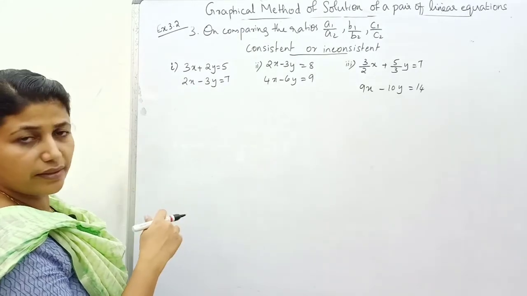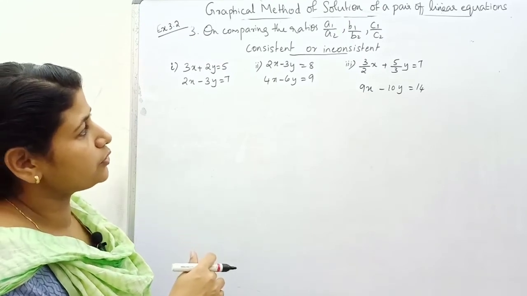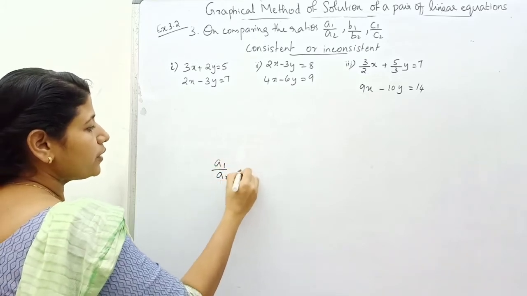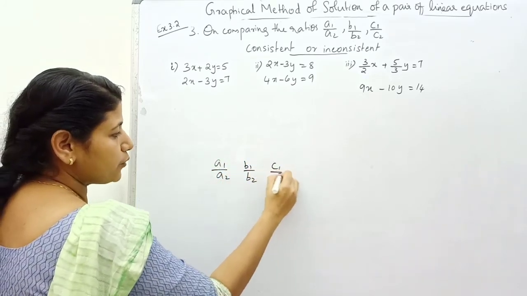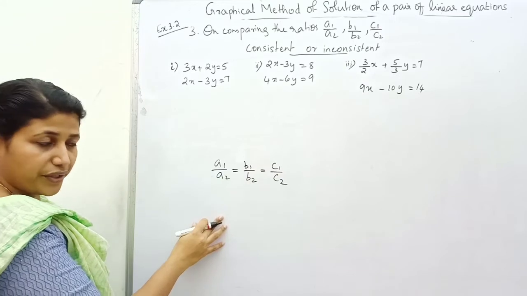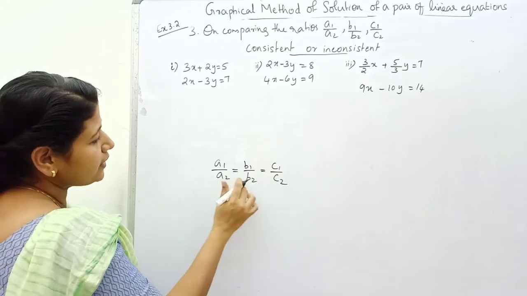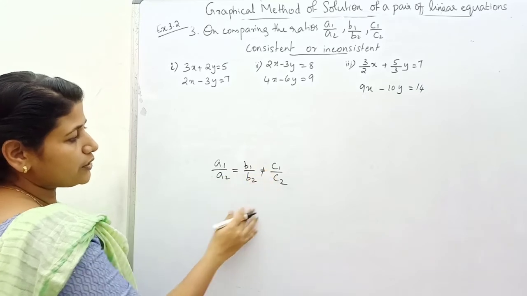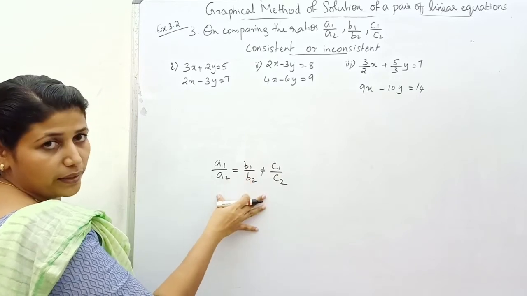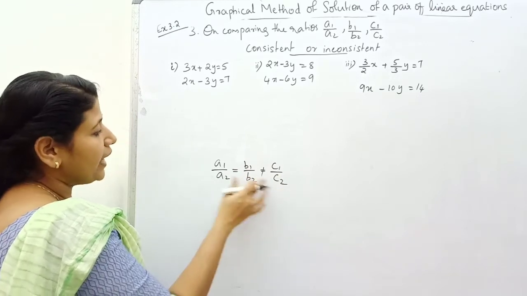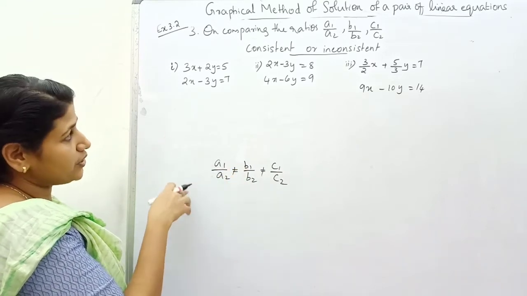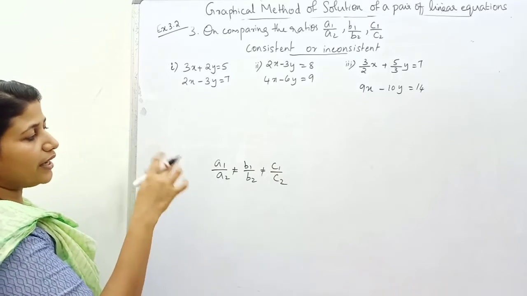Third question, by comparing the ratios a1 by a2, b1 by b2 and c1 by c2, we have to check whether they are consistent or inconsistent. So we have studied that by comparing these ratios, if all of them are equal, then they are coincident and they are consistent. And if it is a1 by a2 equal to b1 by b2 not equal to c1 by c2, which is parallel, which is inconsistent. The only case of inconsistency is this one. Okay, the last pair should not be equal. And if all are not equal, that is also a meeting place of two equations. That means it gets a unique solution, so they are consistent.